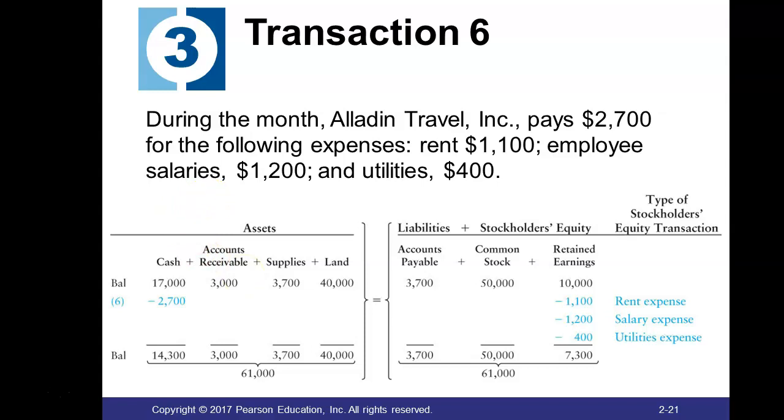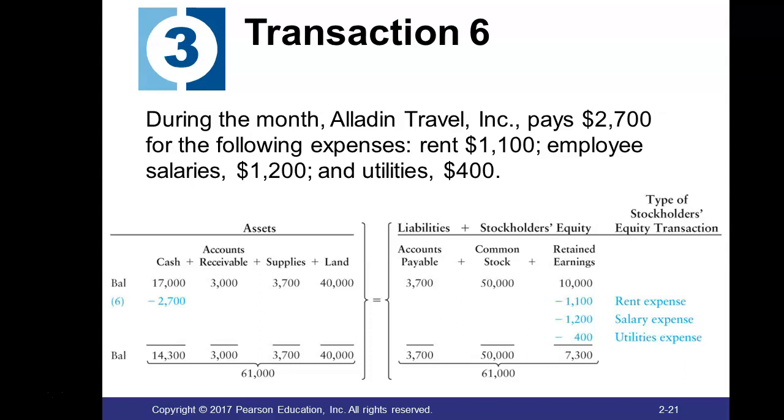Now, on the opposite side of the equal sign, we got to think about it. Is there an obligation? Do we have to pay anybody? No, we don't owe them anything. We basically have paid them with the cash. So accounts payable is excluded. Number two, common stock is not affected here because these are not any relationship to dividends or stock, etc. No equity impact whatsoever in terms of common stock.